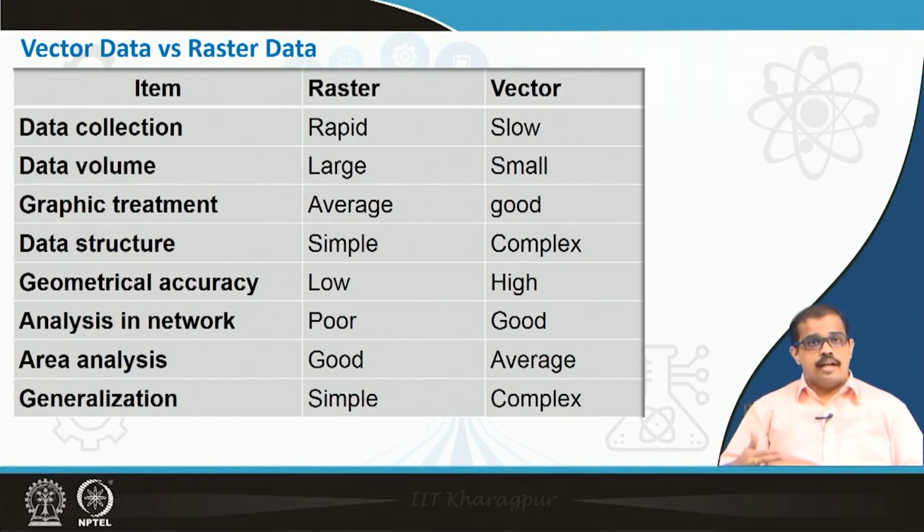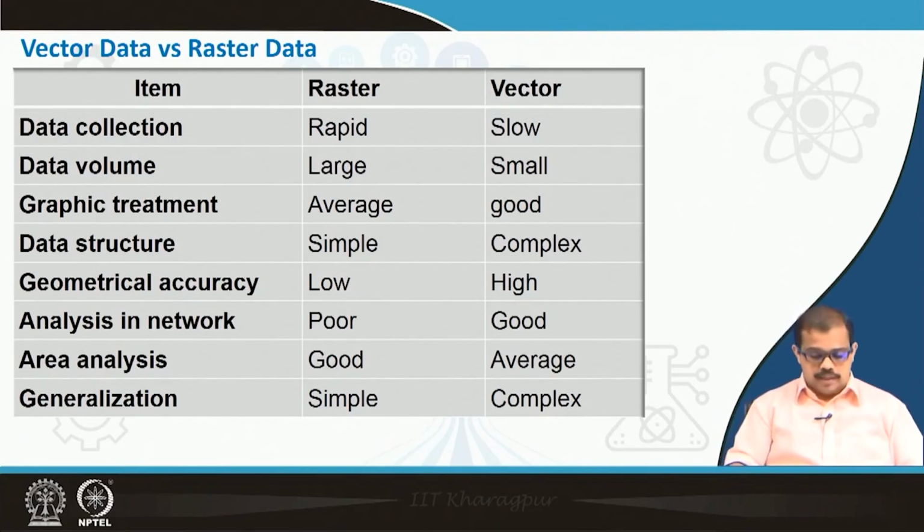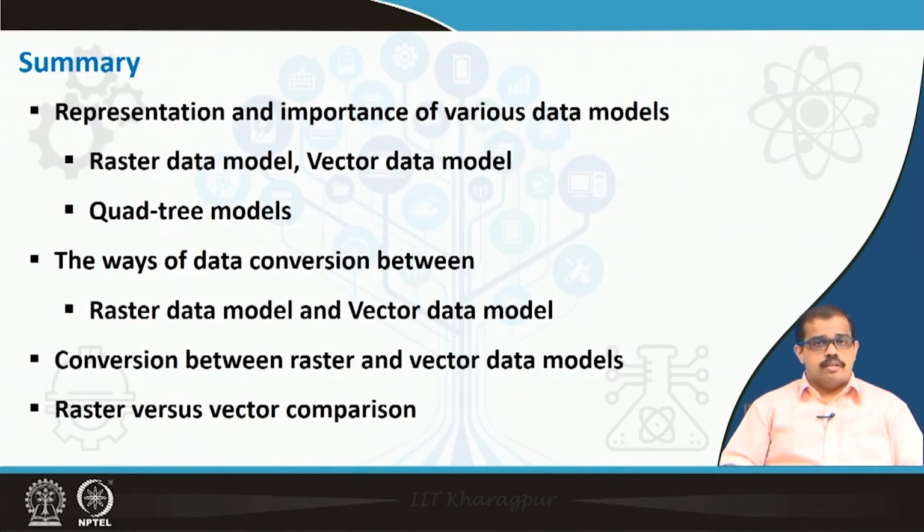Area analysis is much easier with raster data, whereas for vector data it is average, or I can even say it is not below par many times. But when you are looking at generalization, raster data is simple. If you are generalizing raster data, it is quite simple, whereas for vector data it is extremely complex in terms of generalization. And coming back to the summary, we looked at the representation importance of various data models.